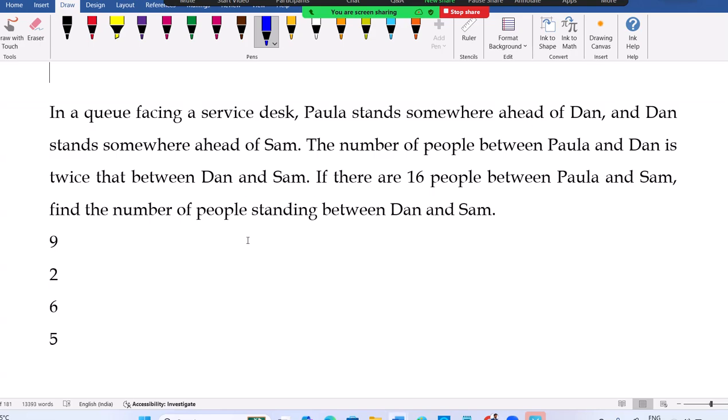Yeah. So guys, let's see about this question. This is the first question in today's session. So here if you observe, in a queue facing a service desk, Paula stands somewhere ahead of Don. So we'll see this is head and this is back. Okay, this is front and this is back.